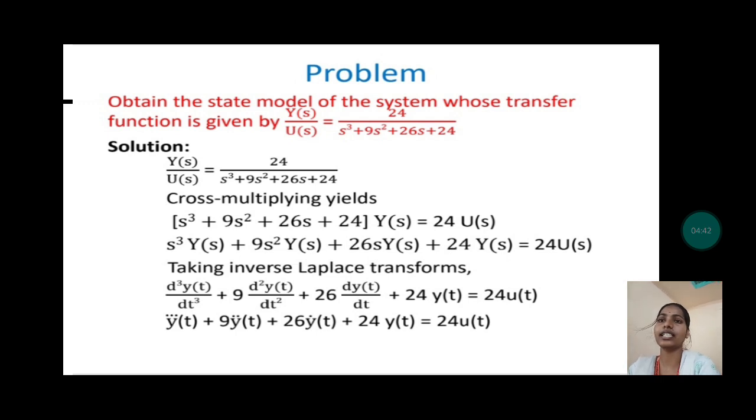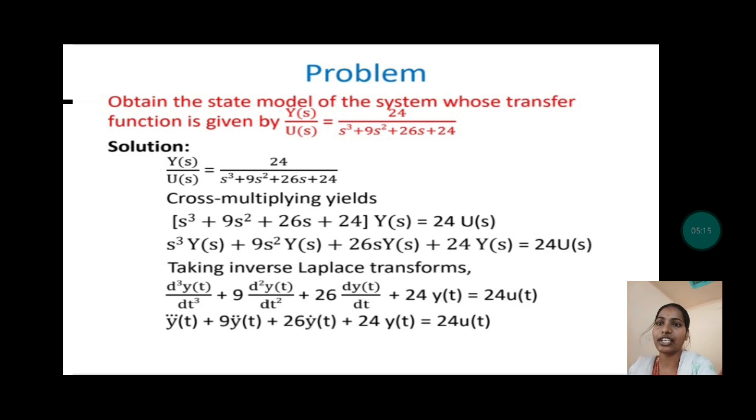Here we can see one problem on state space analysis. Obtain the state model of the system whose transfer function is given by Y of s by U of s is equals to 24 by s cubed plus 9s square plus 26s plus 24. Here the solution: firstly, given Y of s by U of s is equals to 24 by s cubed plus 9s square plus 26s plus 24.